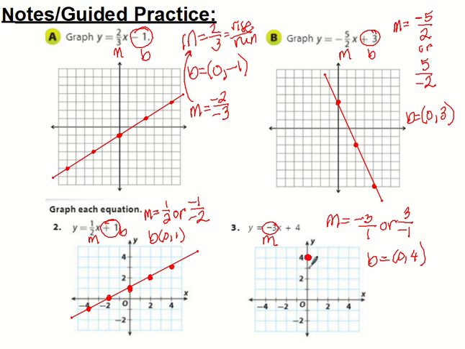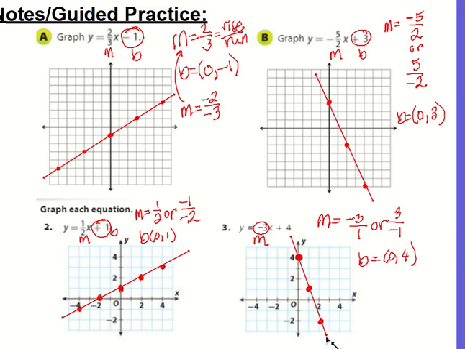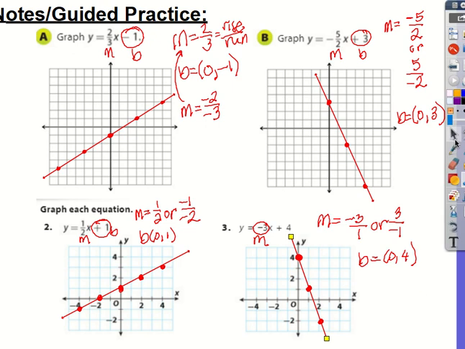So I'm going to use this first one, 1, 2, 3, 1. I can't go up 3 and left 1, so I'm not going to even use that slope, but it's always good to have both. And there you have it.